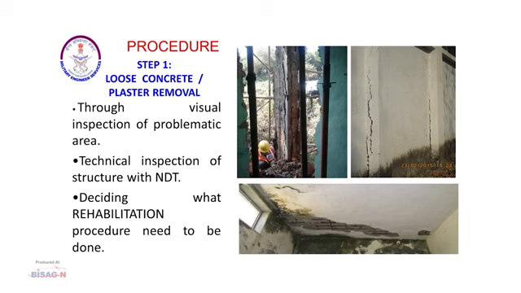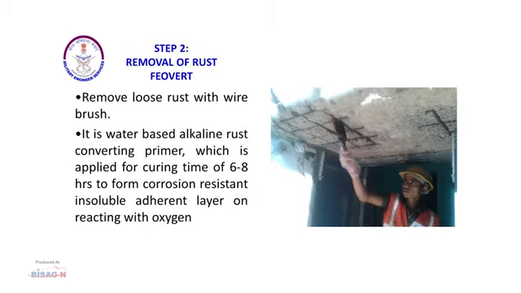Engineers need to do the visual inspection of the problematic area, do technical inspection using NDT testing, and decide whether rehabilitation needs to be carried out or not. If the answer is yes, then all the loose concrete and plaster need to be removed carefully. After the removal, step 2 comes: removal of rust. Removal of rust needs to be done with a wire brush.